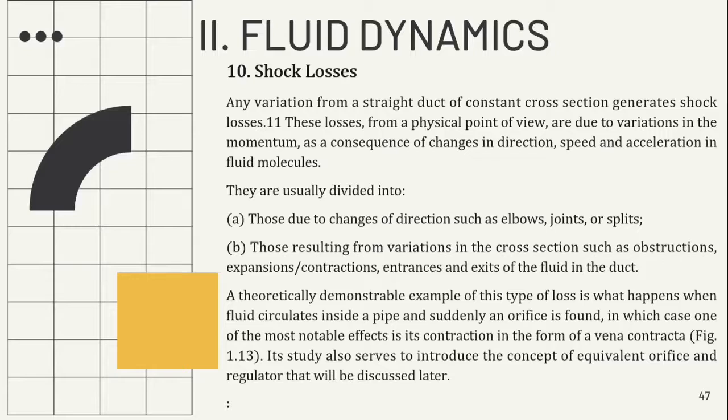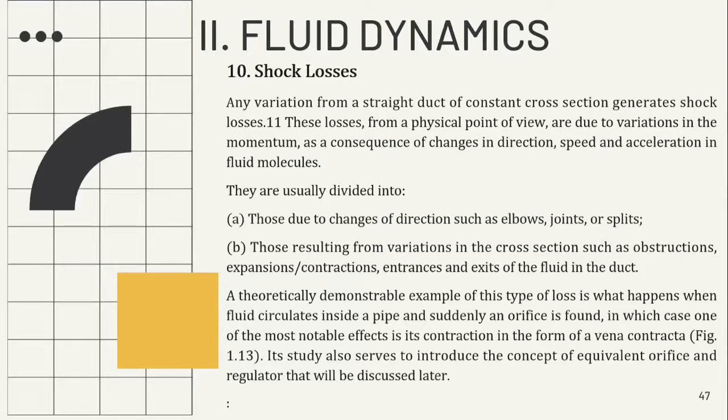Number 10. Shock losses. Any variations from a straight duct of constant cross-section generate shock losses. These losses, from a physical point of view, are due to variations in the momentum as a consequence of changes in direction, speed and acceleration in fluid molecules. They are usually divided into: A. Those due to changes of direction, such as air bends, joints or splits. B. Those resulting from variations in the cross-section, such as obstructions, expansions, contractions, entrances, and exits of fluids in the duct.